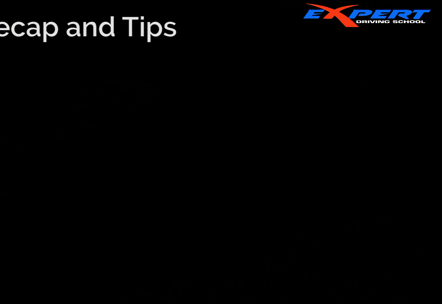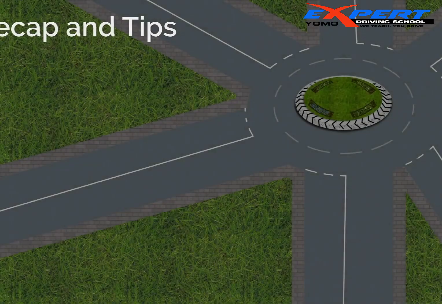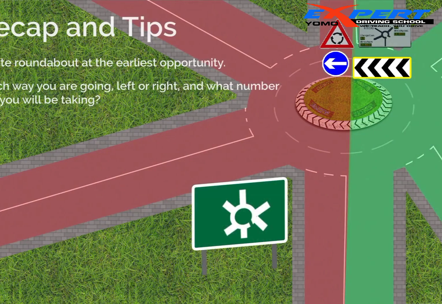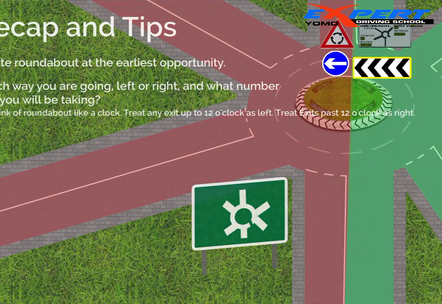Recap and tips. 1. Locate the roundabout at the earliest opportunity. 2. Decide which way you are going, left or right, and what number exit you will be taking. Tip. Think of the roundabout like a clock. Treat any exit up to 12 o'clock as left. Treat exits past 12 o'clock as right.